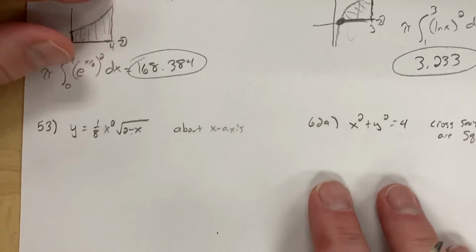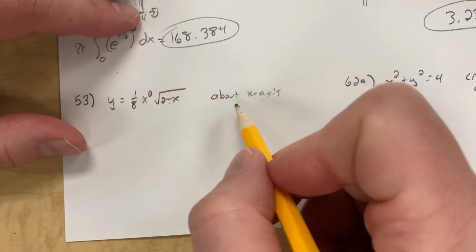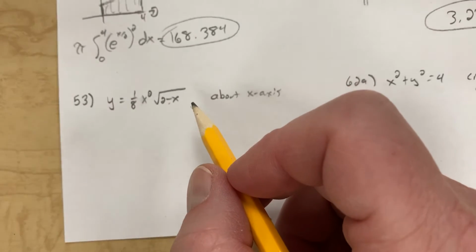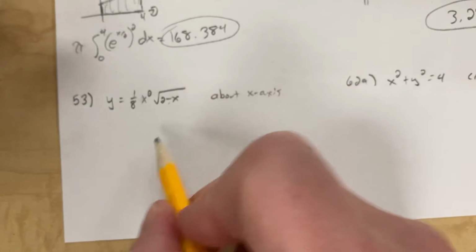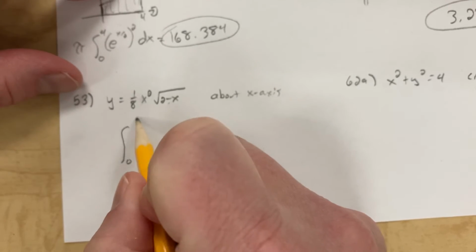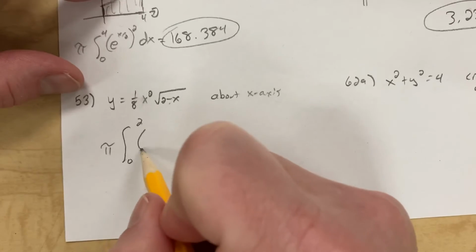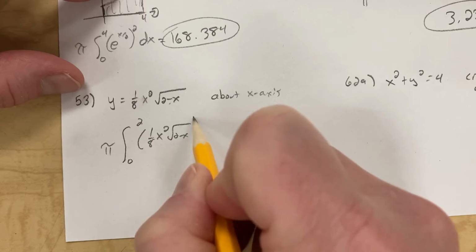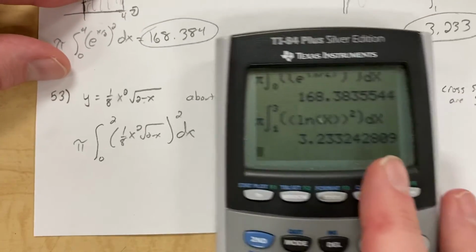Yeah, not too bad. 53 gives us this kind of function, and they say we're spinning around the x-axis, and they want to know what the volume would be. If you look at the original picture of it again, it does go from 0 to 2, so this is, again, a pretty easy setup. We're going to go pi times from 0 to 2, this 1/8 x squared square root of 2 minus x squared dx. It's really more just about putting it on the calculator correctly, right?